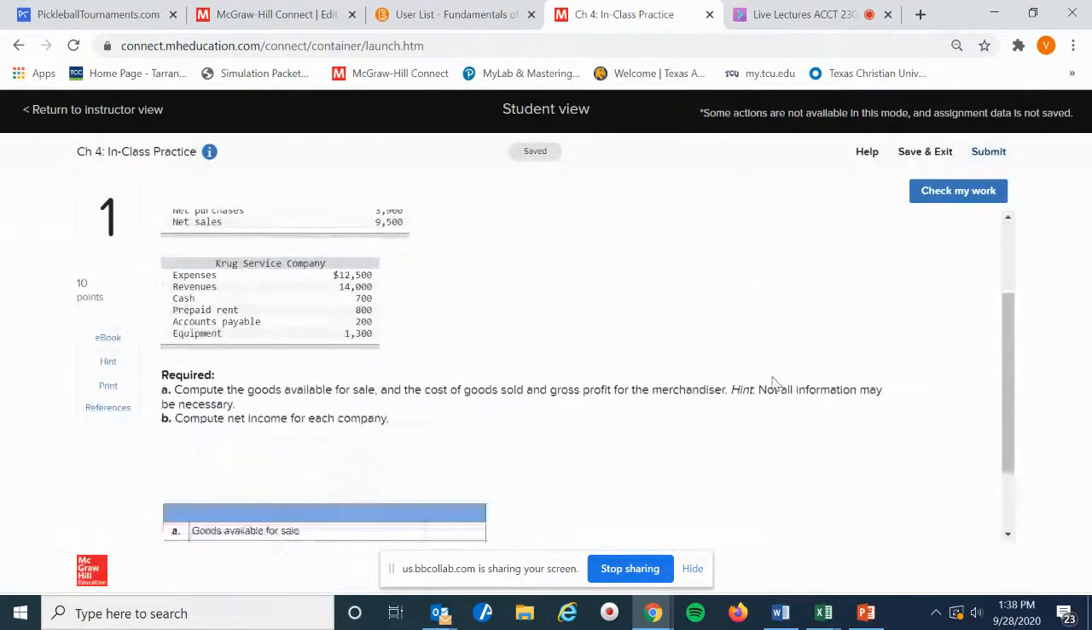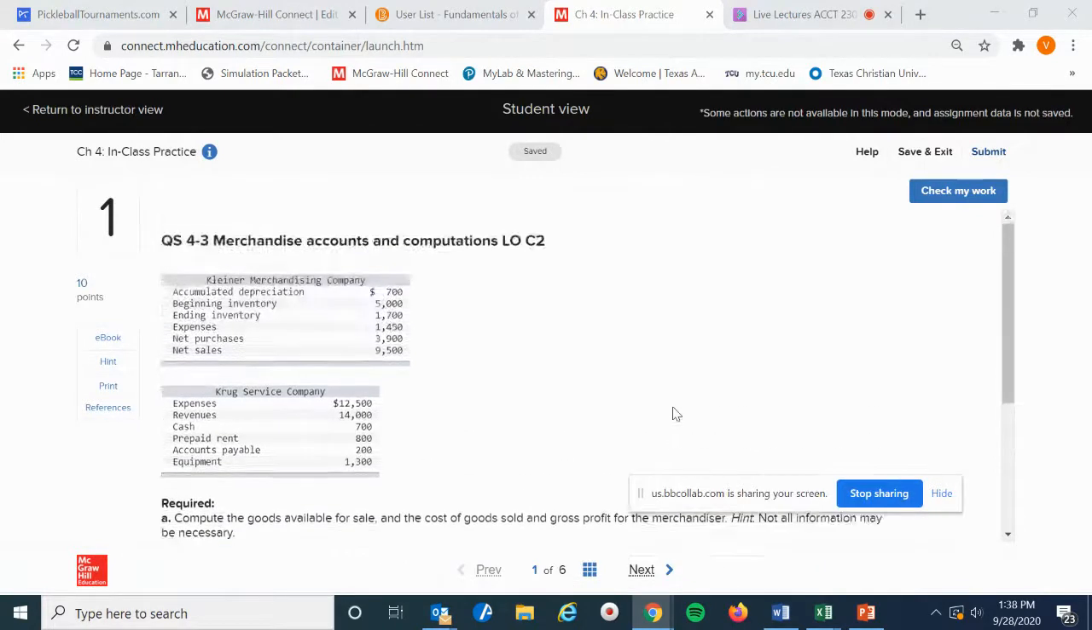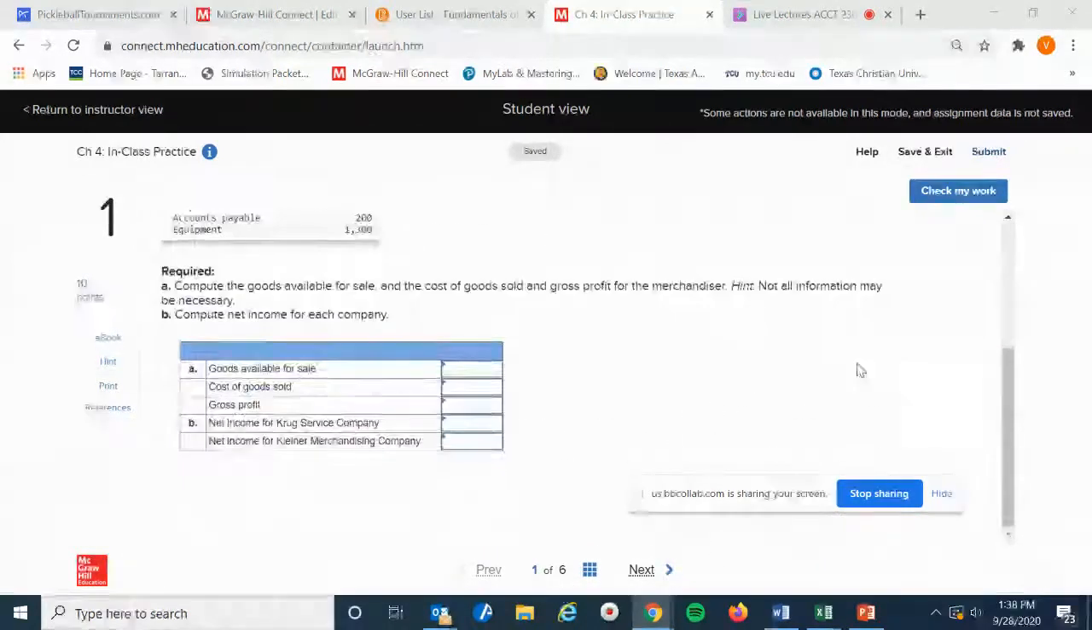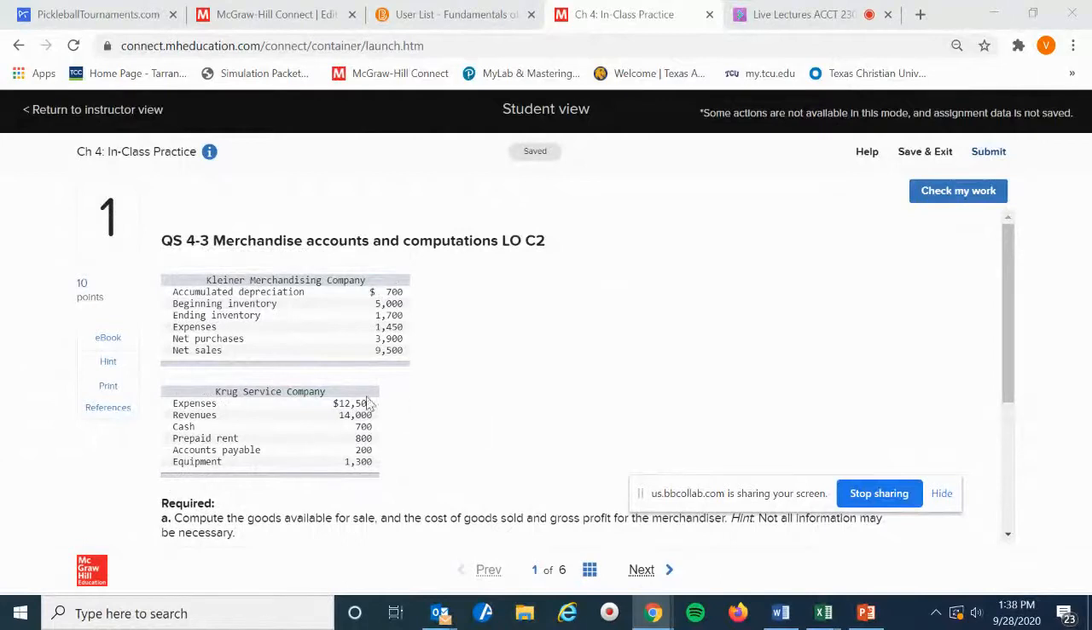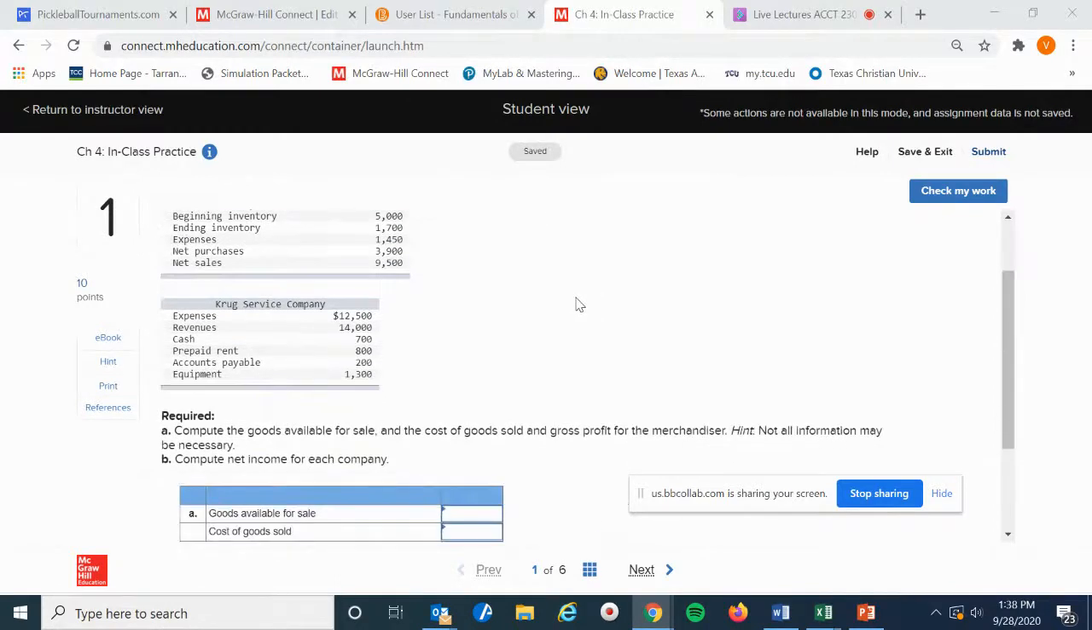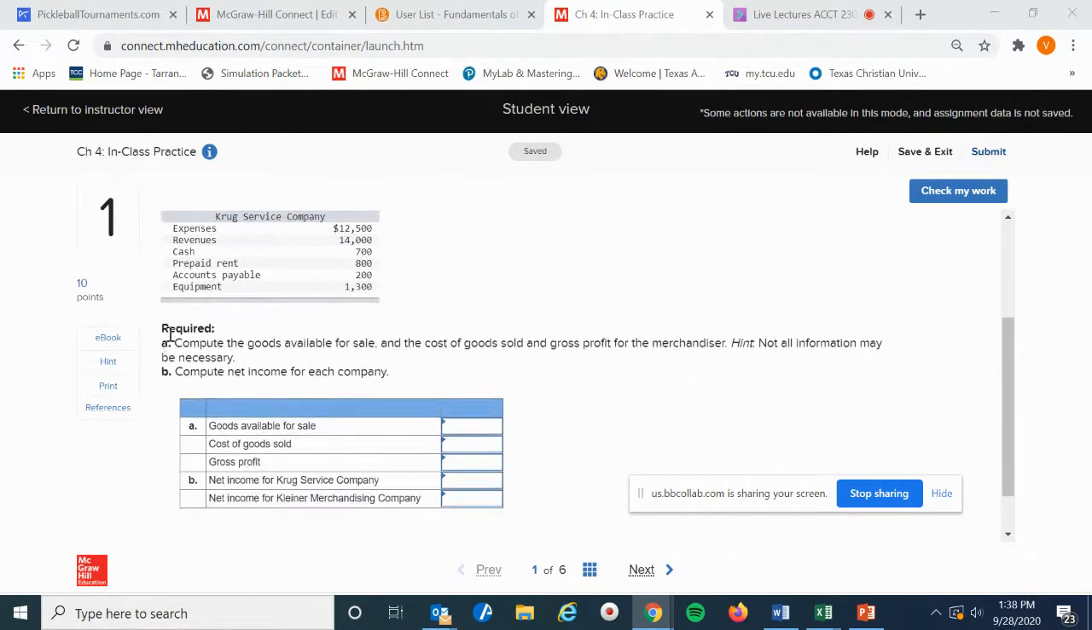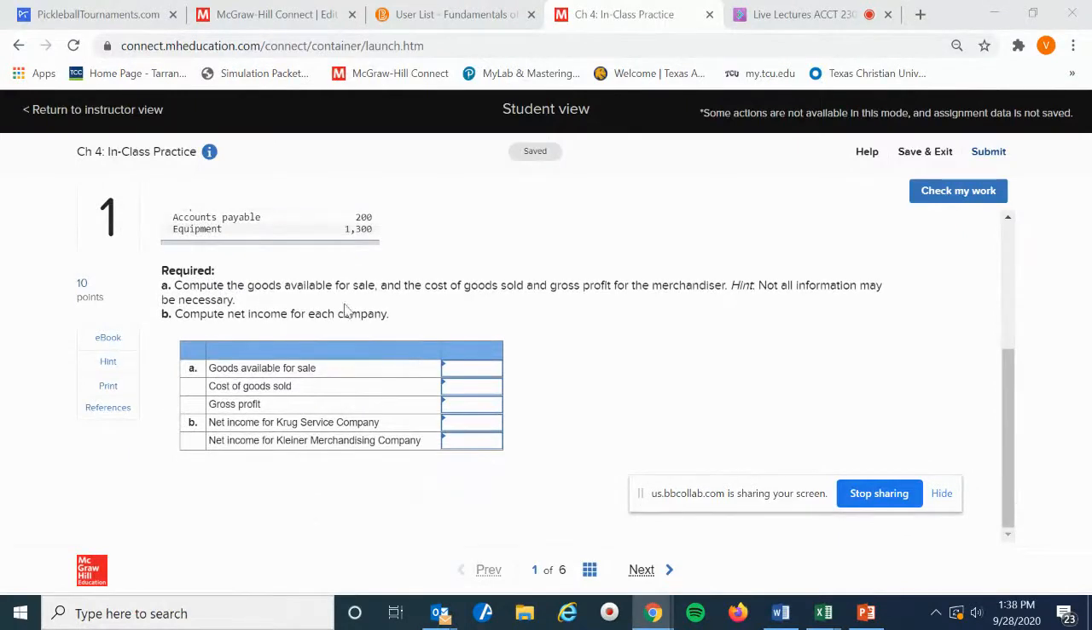There are a few problems that I added here because I think it's good practice for you to start understanding what inventory is, how it fits on the financial statements, and how it affects the balance sheet and the income statement. In this case, we're looking at merchandise accounts and merchandise computations. I have to compute the cost of goods available for sale, the cost of goods sold, and the gross profit for the merchandiser.